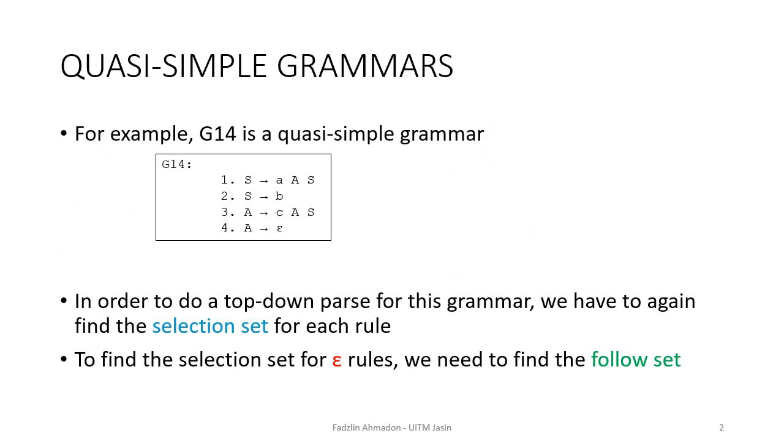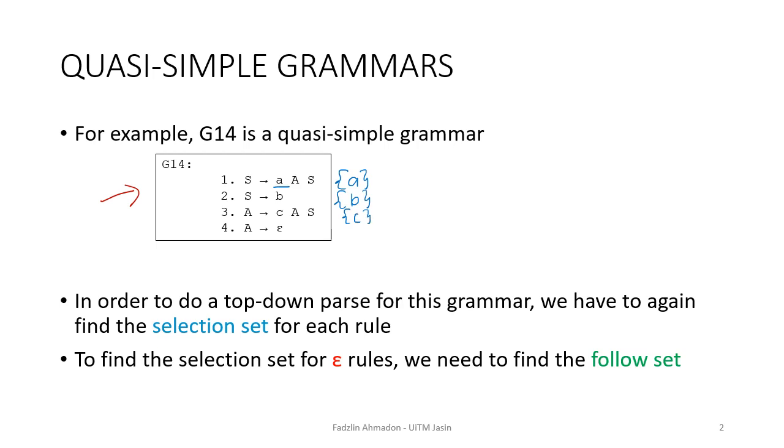For example, grammar 14 is a quasi-simple grammar. In order to do a top-down parse for this grammar, we have to again find the selection set for each rule. So now let's use our understanding of selection sets for simple grammar first. The selection set for rule 1 is the terminal after the derivation arrow, so it is a. The selection set for rule 2 is b. For rule 3 it is c.